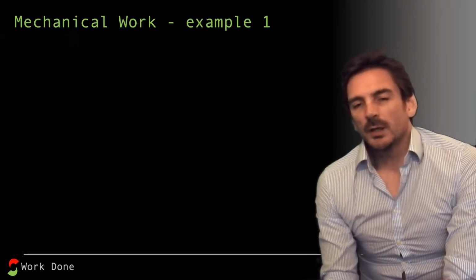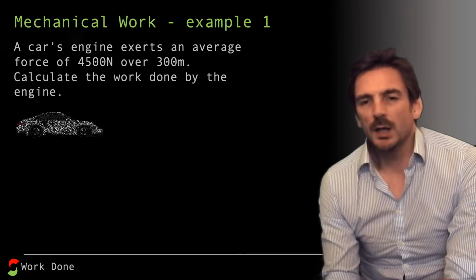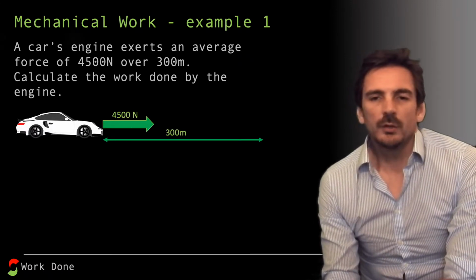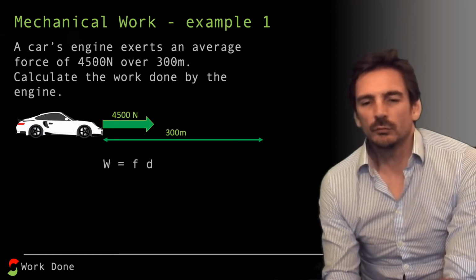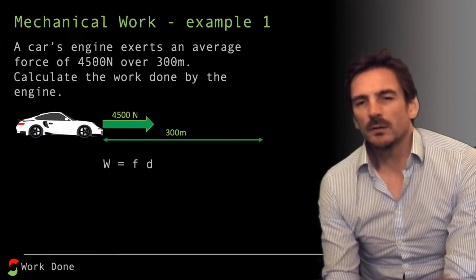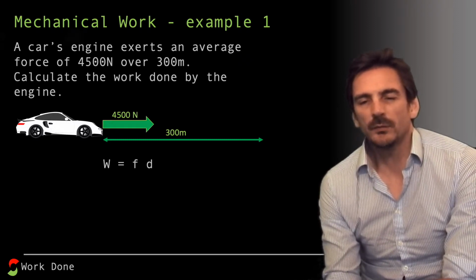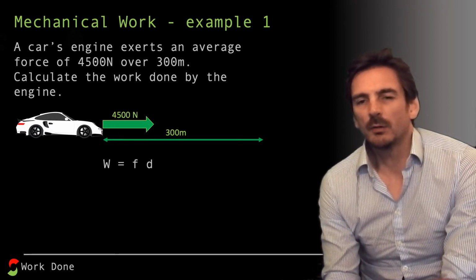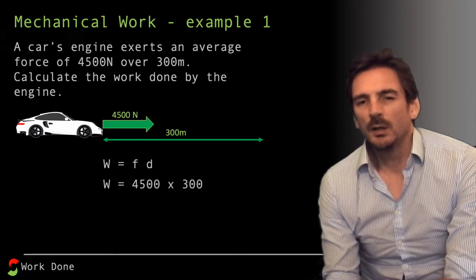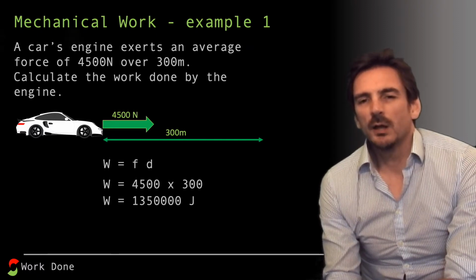So let's have a look at a simple example. I'm going to start off by looking at a car exerting a force over a certain distance. And if we think about the equation, which we should write down first of all, we can see that the force is horizontal and the distance is horizontal, so they're both in the same direction. But when you're doing an exam, you should always start off by writing the equation down. Then substitute in the different values, plug those into your calculator, and you get an answer.